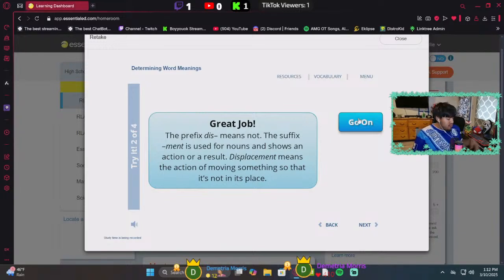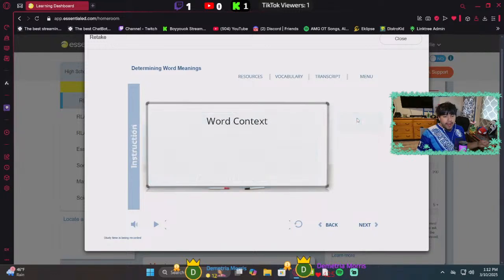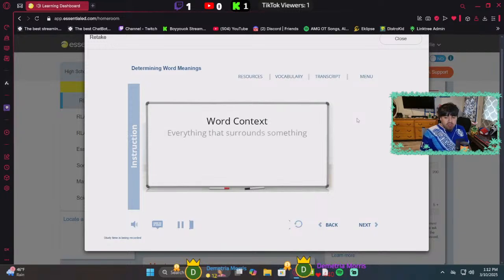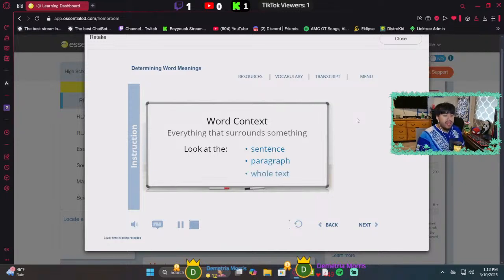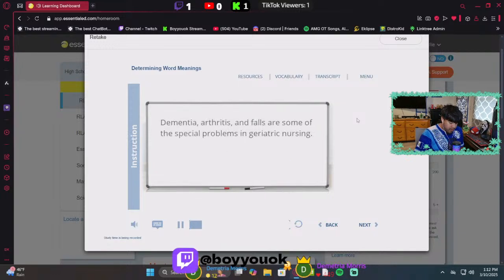When I read a new word, I always look at the context. Context means everything that surrounds something. To look at the context of a word, look at the sentence and the paragraph, and even the whole text to see if you can understand the meaning. Take a look at this sentence. Dementia, arthritis, and falls are some of the special problems in geriatric nursing.